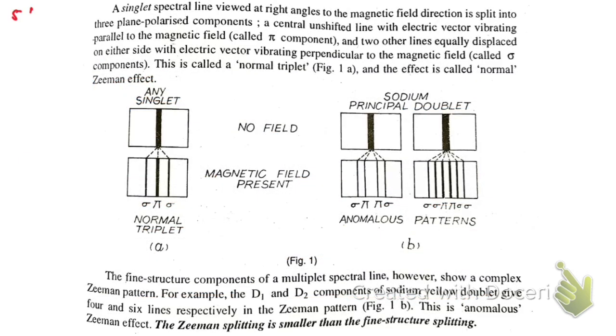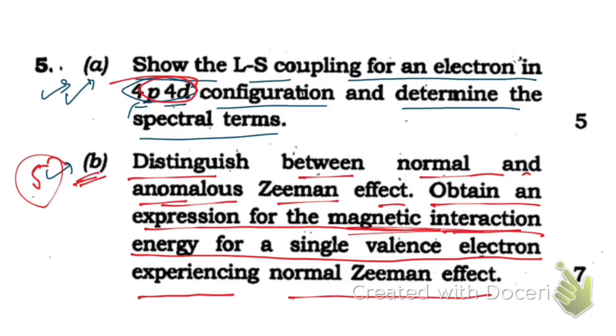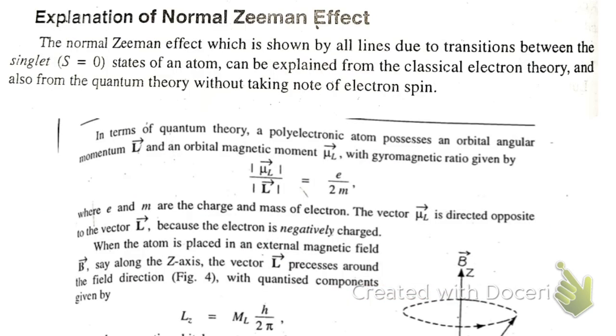So this is the question number 5b, and you can write the difference of normal Zeeman effect and anomalous Zeeman effect from these two paragraphs, right? And the next part of the question, that is the expression for the magnetic interaction energy for the single valence electron experiencing normal Zeeman effect. So for that part, let me give you the answer. You can start from here. This is the explanation of normal Zeeman effect.